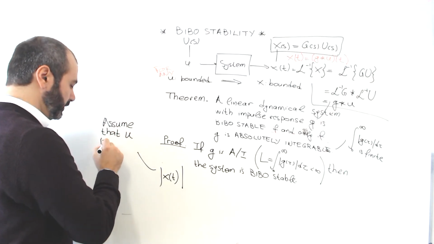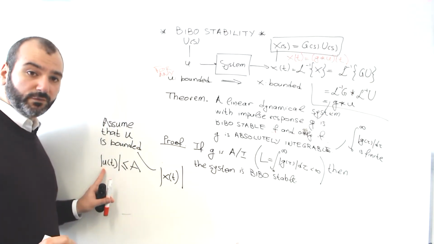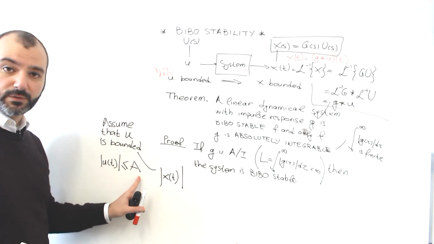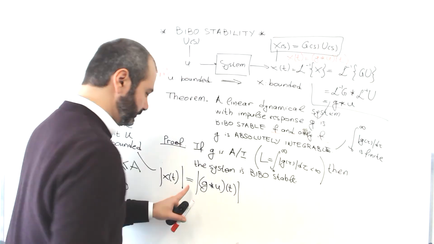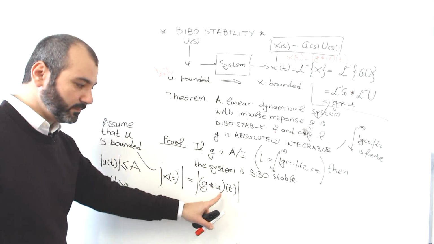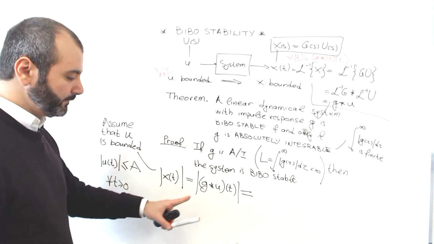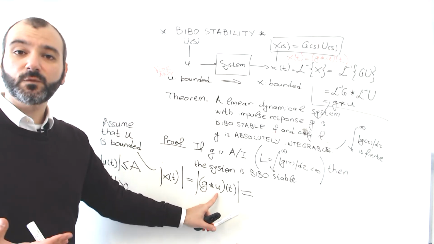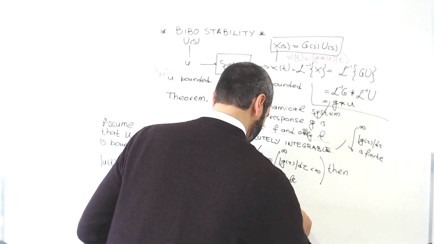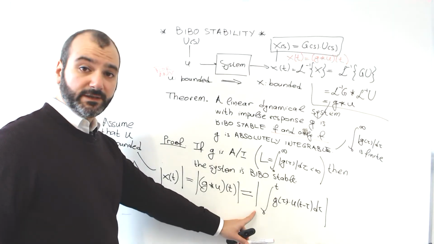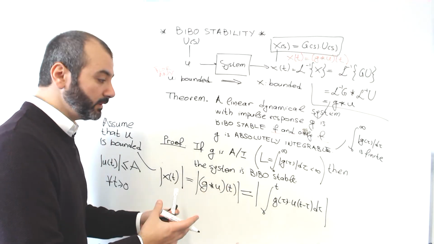So assume that u is bounded. u of t is below, in absolute value, some number a for all t. Then the absolute value of x is equal to this convolution. Don't forget the absolute value. Now, how do we proceed? Apparently, we need to use the definition of the convolution. What is the convolution of the two functions g and u? So this is the definition of the convolution. We're trying to show that this is below some upper bound m.